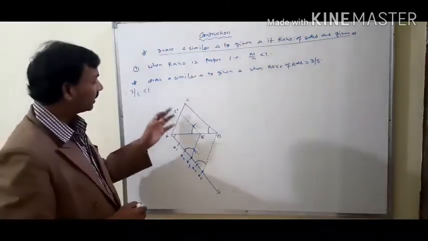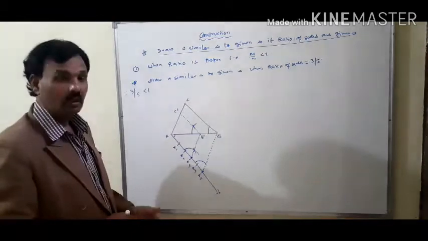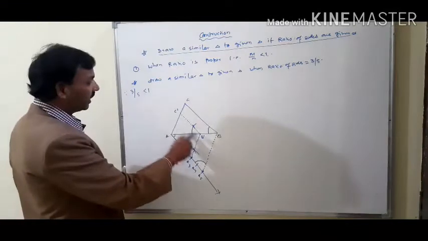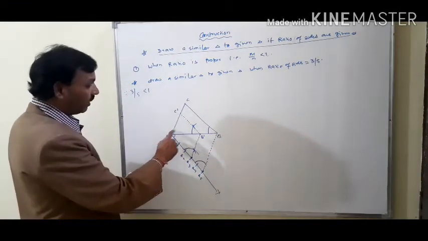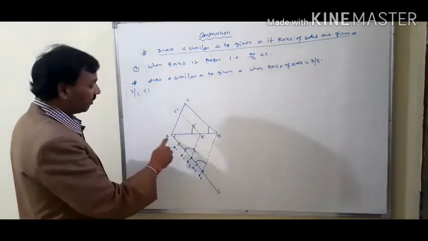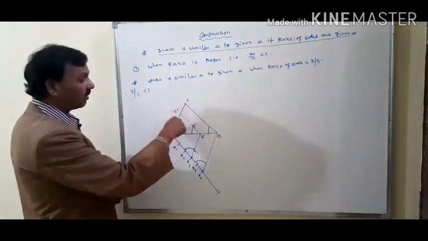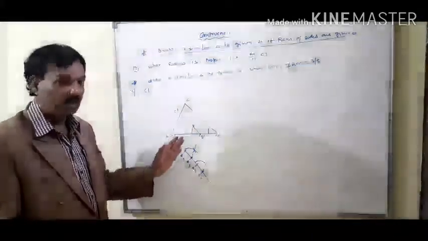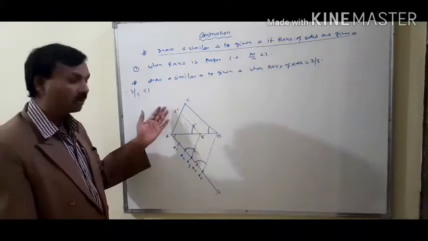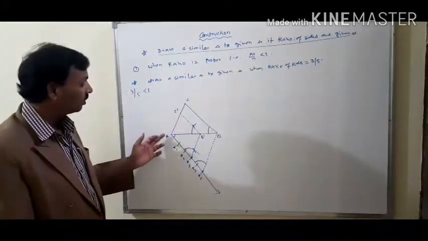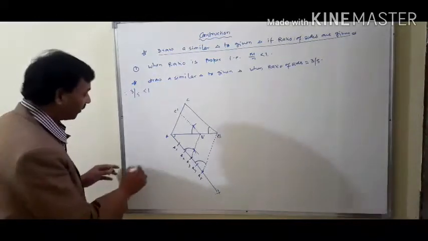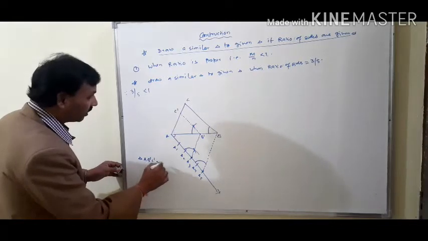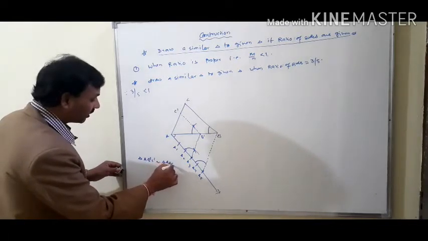Now here B dash C dash will be parallel to BC, and you can see one new triangle has formed, A B dash C dash. So triangle A B dash C dash will be similar to triangle ABC, which is the given triangle. ABC was the given triangle and A B dash C dash is the new triangle which is similar to ABC.